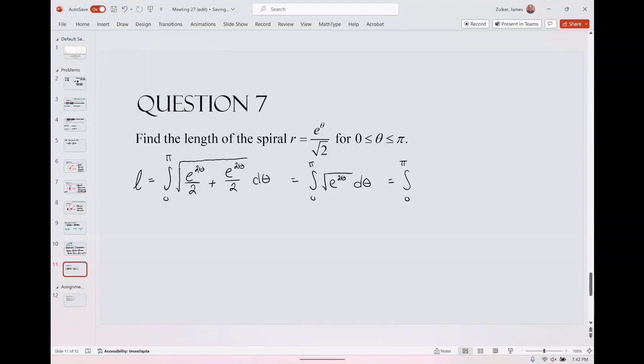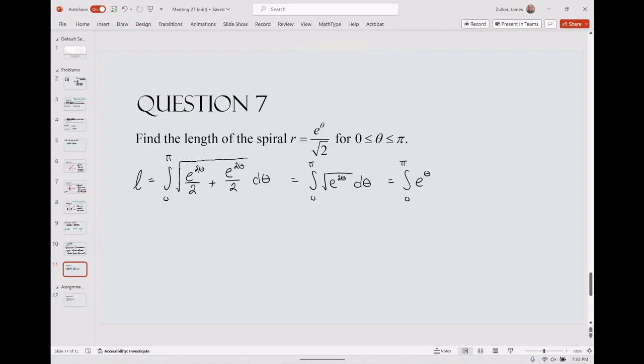What's the square root of e to the 2 theta? E to the theta. Why no absolute value? Because remember, square root of x squared is absolute value of x. So why do we not need the absolute values? Because e is positive and theta is between 0 and pi. So it can only be positive.